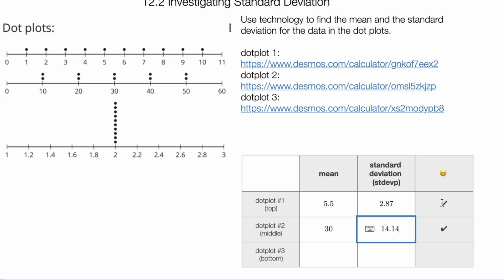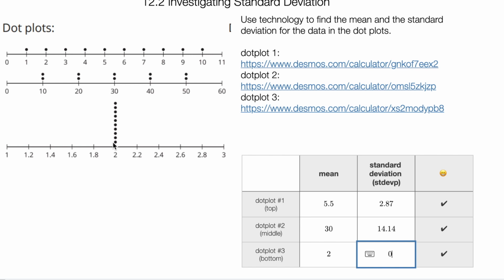Again, you do not have to keep up with this part. If you want to just watch what I'm doing and then put the statistics in the blanks, that would be perfectly fine. All right, so look at this last one. All the numbers are on 2. So what is our mean going to be? Our mean is going to be 2. What about our standard deviation? Is there any variability going on here? There's not, so it should be 0.